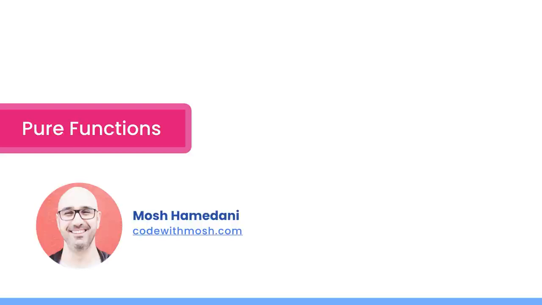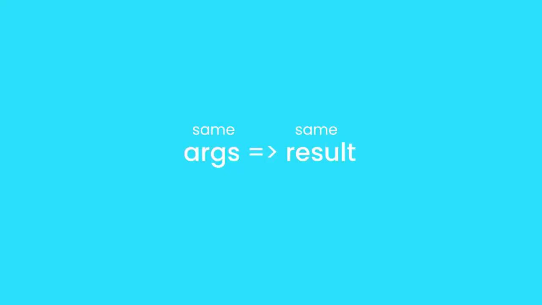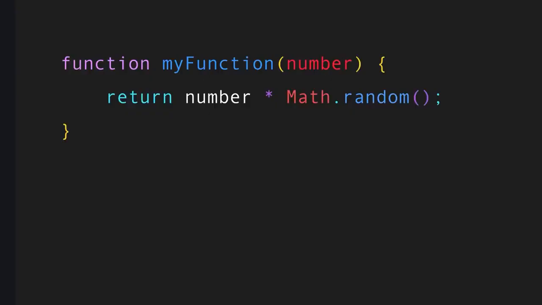Another important concept in functional programming is pure functions. We say a function is pure if every time we call it and give it the same arguments, it always returns the same result. Let's look at a few examples. Look at this function. Do you think this function is pure or not? It's not, because every time we call it, this math.random method generates a new value. So the result of this function is going to change. In contrast, this function is pure, because every time we call it and give it 1, we always get 2.